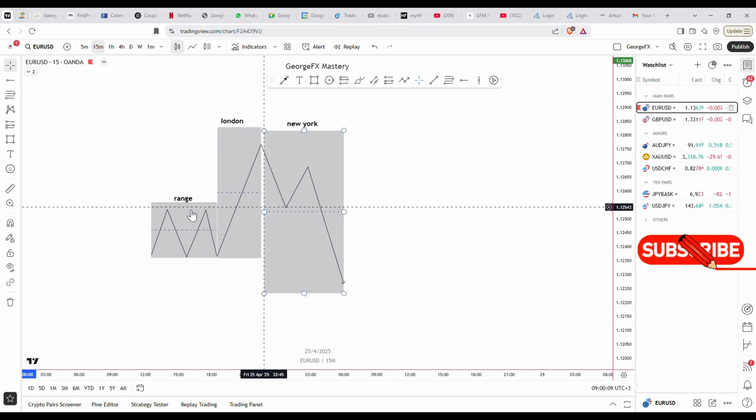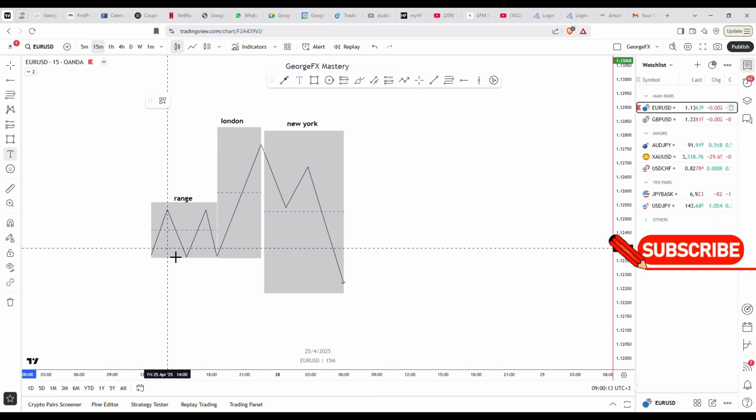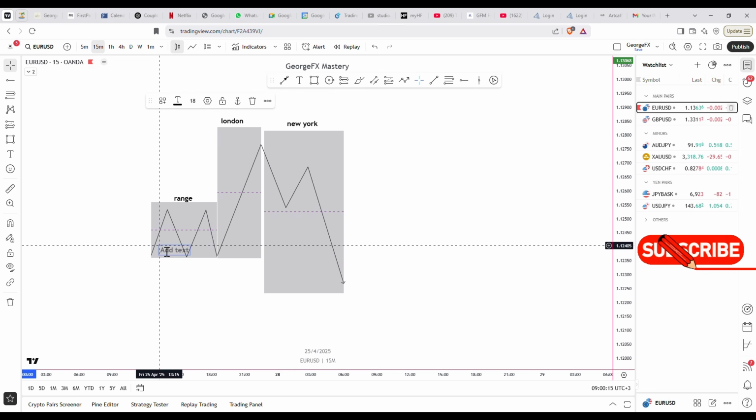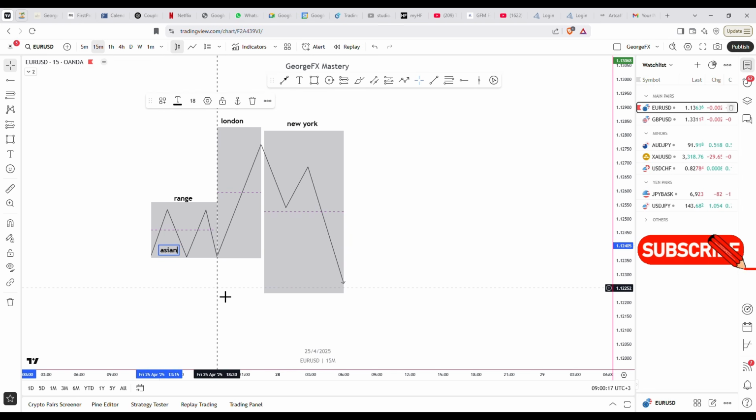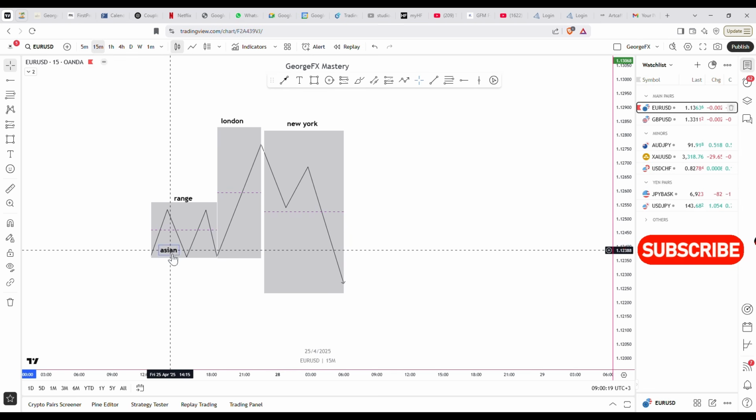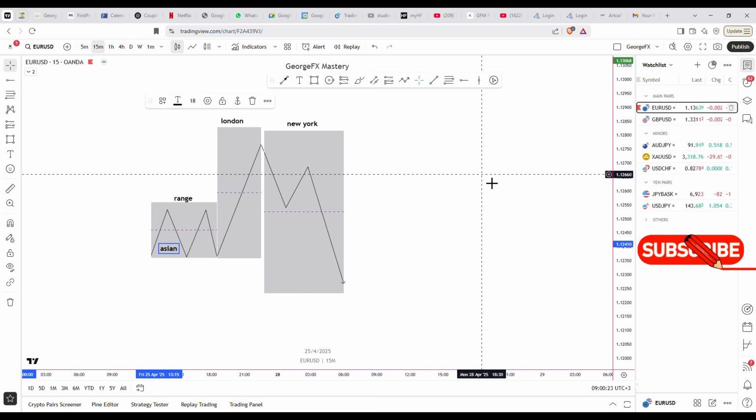Okay, so this Asian session will create for us a range, or basically liquidity, right? We are going to be having a high and a low that price is going to give us, and then London is going to give us a clear direction, and then New York is also going to have a lot of momentum.